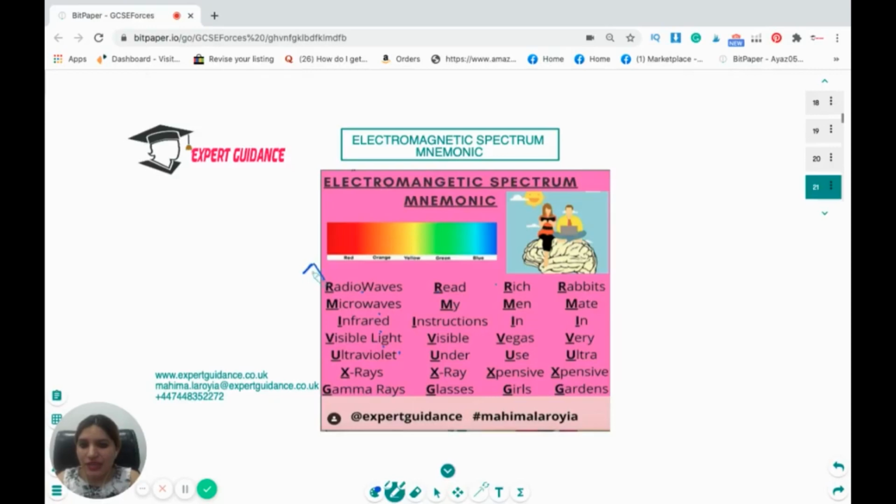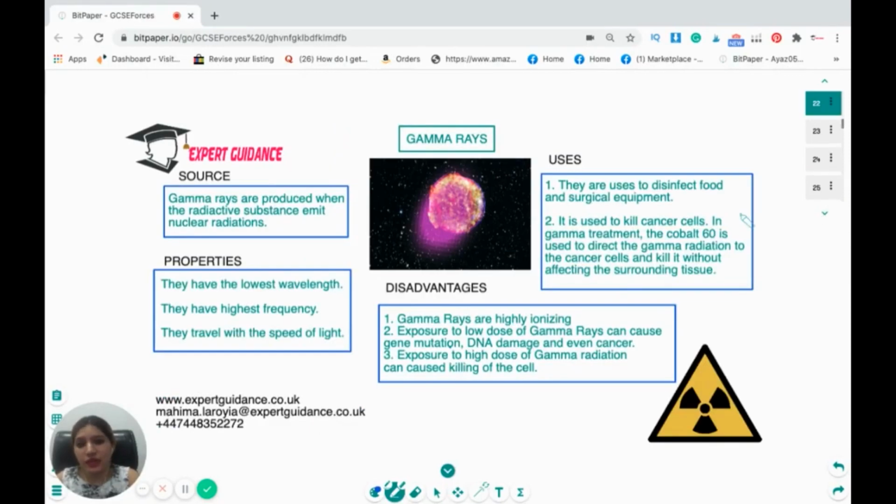And remember, as you go from radio to gamma, the wavelength will be decreasing and the frequency will be increasing. So that's an easy way to remember, and make sure you remember that. It is very, very important.